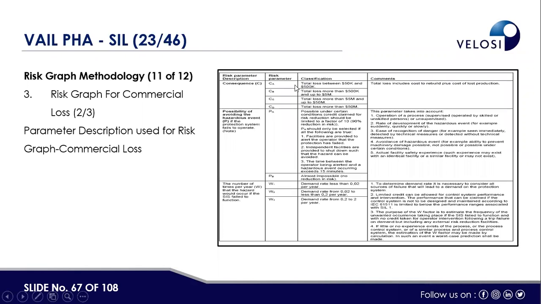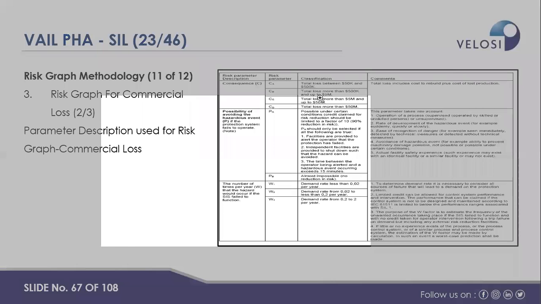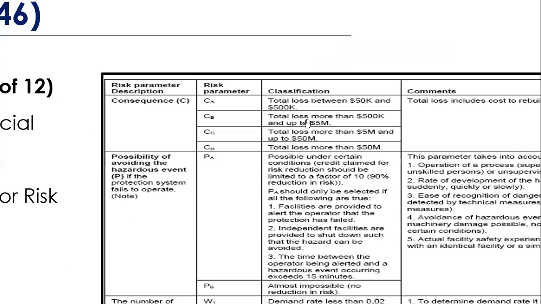So here it is also giving an example that for the consequence, if you are selecting CA, for example, if it is compressor damage, and the compressor cost is between more than 500K up to $5 million, then we have to select CB based on this. So this is the sample, or we can say the example values. It can be adjusted with respect to the company's risk matrix.